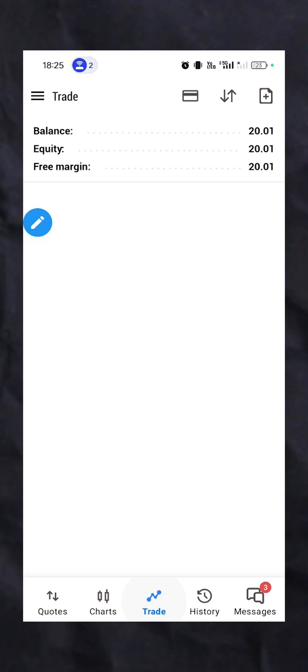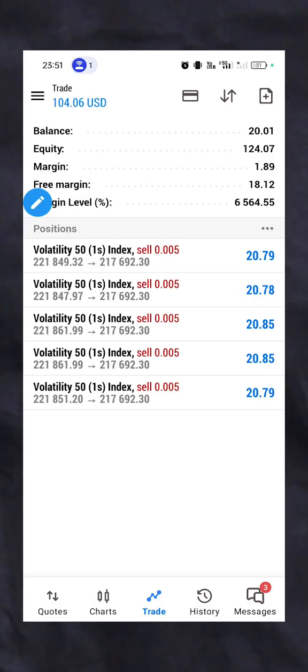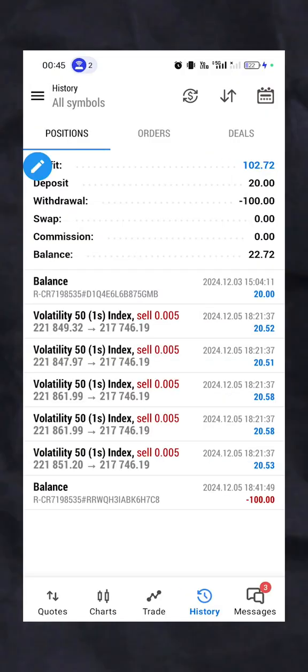Okay, ladies and gentlemen, today we're going to be doing our regular cash out setup, but this time we're going to be analyzing VIX 50S, where we're going to be taking this 20 USD account to over 100 USD. So make sure to pay attention and stick to the end. Now let's get into it.